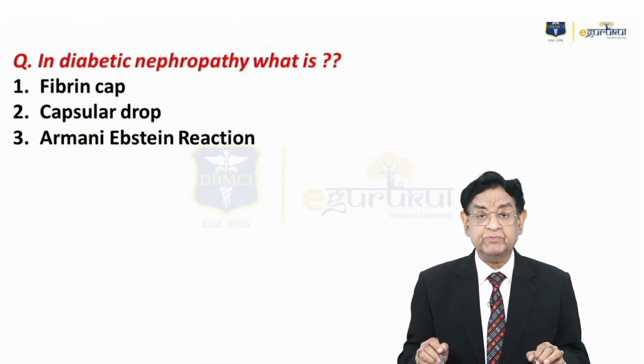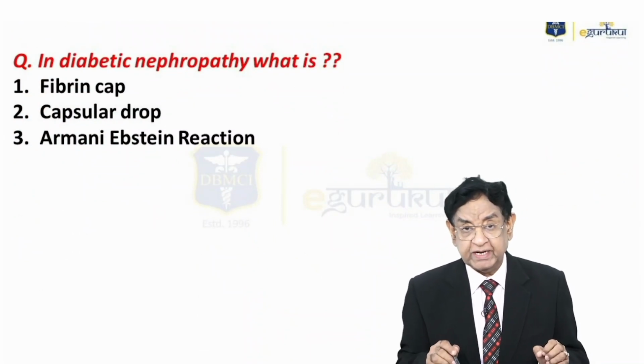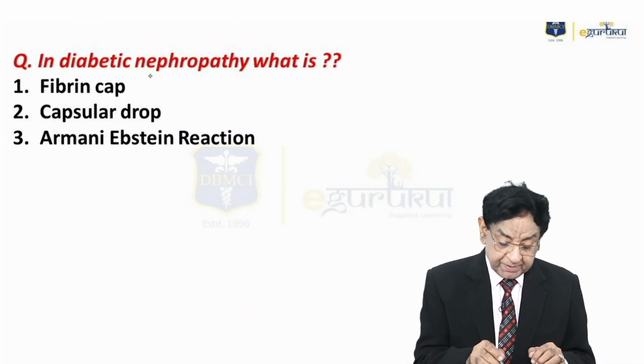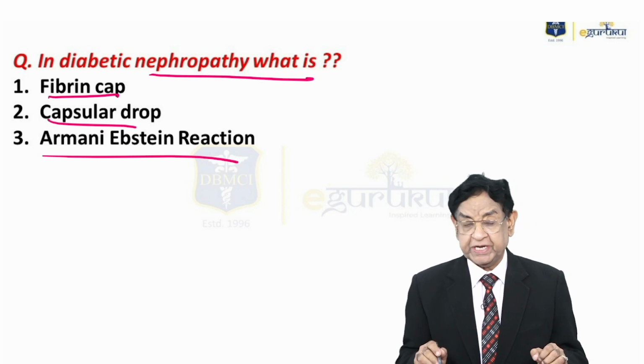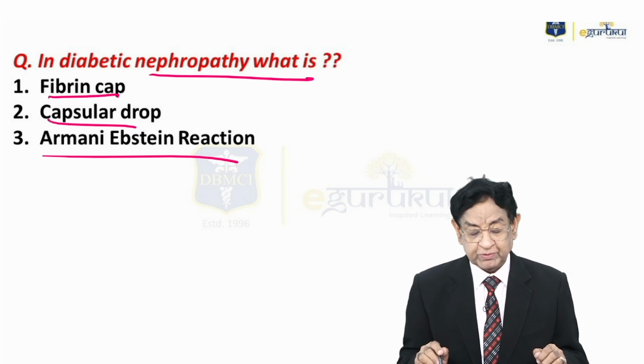Now I have a question for you. Stop the video, write down the answer. In diabetic nephropathy, what are fibrin cap, capsular drop and Armanni-Ebstein reaction? Stop the video, write down the answer.